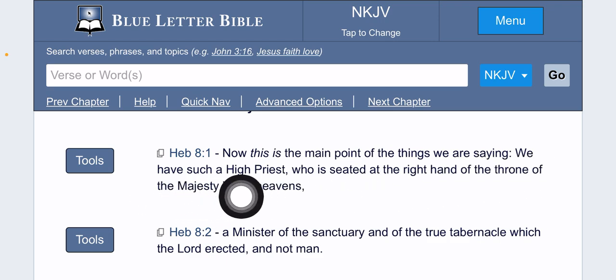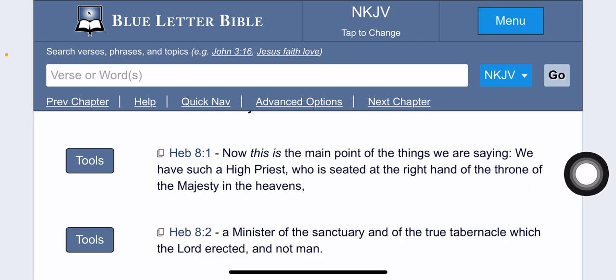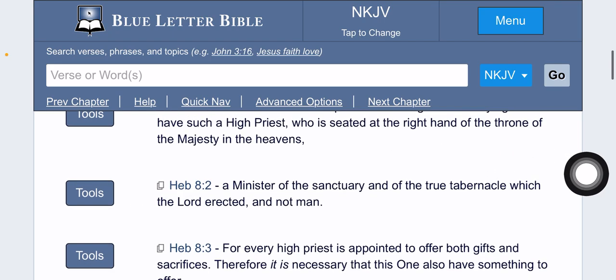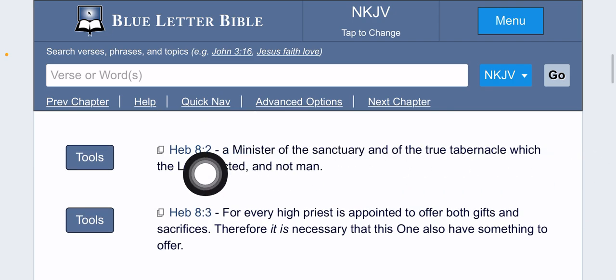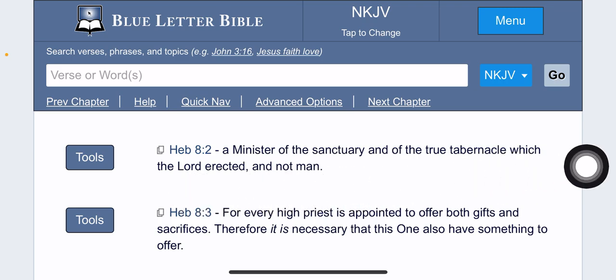We have such a high priest who is seated at the right hand of the throne of the majesty in heaven, and that high priest is Yahawashi, seated at the right hand of the Most High Yahawah, a minister of the sanctuary and of the true tabernacle which the Lord erected and not man. So you see, the true tabernacle is actually in the heavens, okay? That's why we don't go to churches, because we are actually representing the temple of the Most High Yahweh Shemiahoshai on earth. So in the heavens, we know we have the real tabernacle.